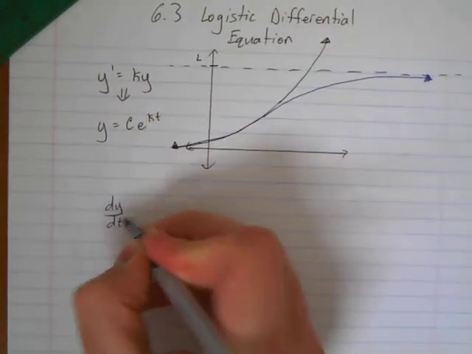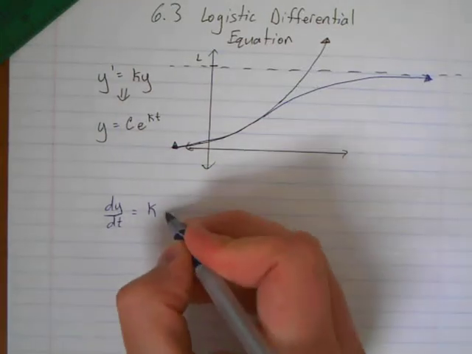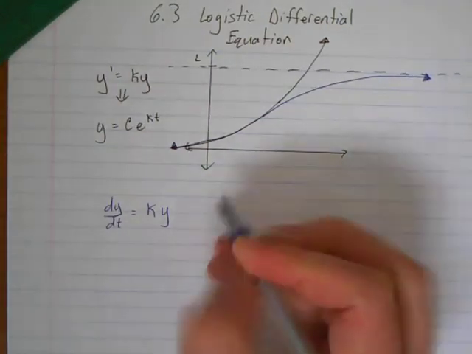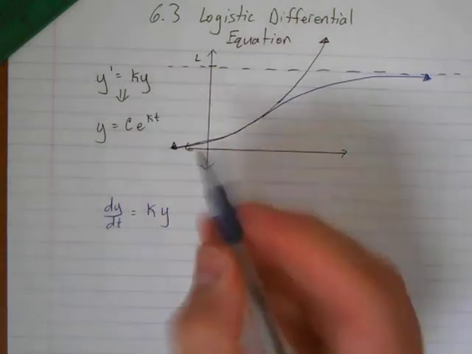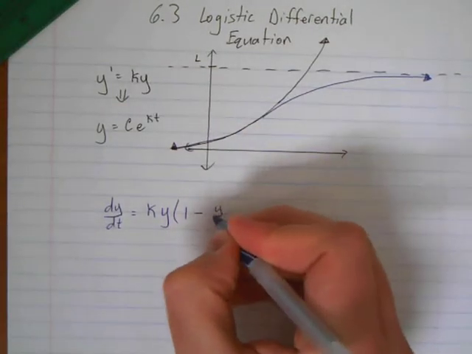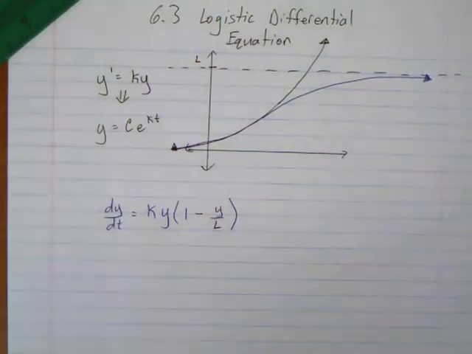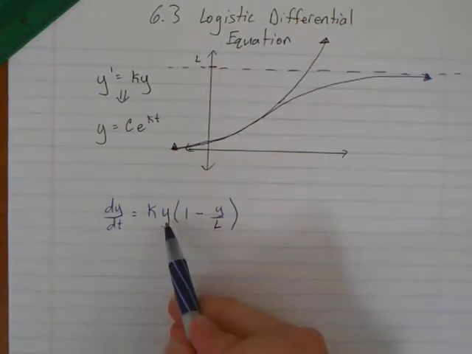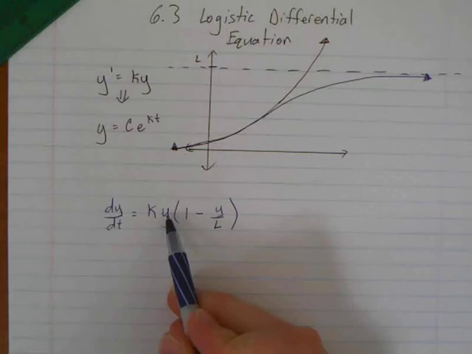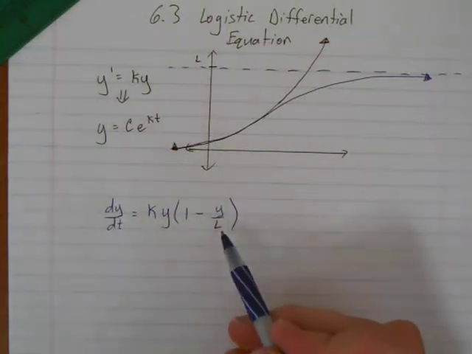The rate of y with respect to time is proportional to itself. So far we look very similar to this, but we have another piece, times 1 minus y over L, L being the carrying capacity. And so you can sort of see why this works. The rate of growth depends on y, depends on how much there is. And it also depends on 1 minus y over L.